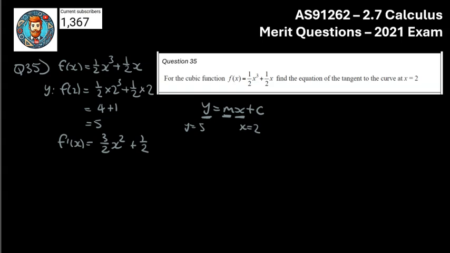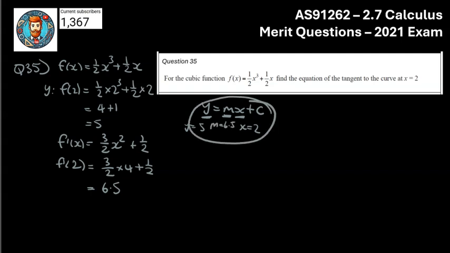We can now substitute in 2 to find out the gradient at that particular point. Or I've written x, but that there should be a 2, shouldn't it? Because we're trying to find out the gradient at 2. So it's going to be 3 over 2 times 4 plus 1/2. Doing the math, so 3 times 4 first, that's 12. 12 divided by 2 is 6. Plus 1/2 is going to be 6.5. So I've now got my gradient as well. So m is equal to 6.5.